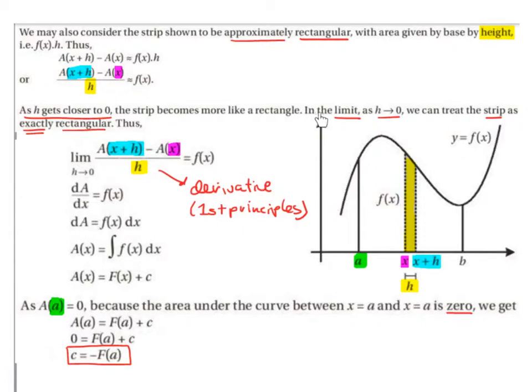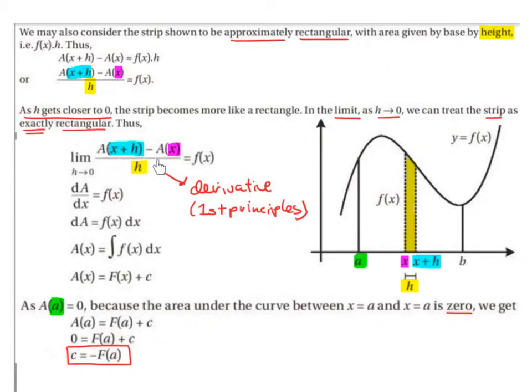So in the limit, as h approaches 0, we can treat the strip as exactly rectangular. So we can take this to be an actual rectangle when h is approaching 0. Thus, the limit of A of x plus h minus A of x over h as h approaches 0 is equal to f of x. So this is very similar to our derivative from first principles formula that we've seen in previous videos. The only difference is that instead of an A, we usually have an f.